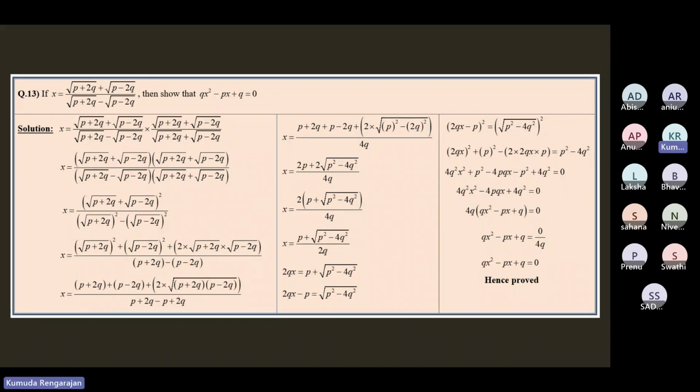At this point, you cross multiply. So when you cross multiply, you have 2QX is equal to P plus root of P square minus 4Q square.